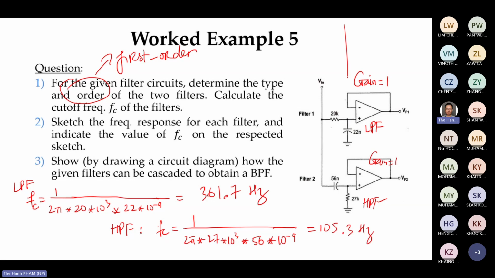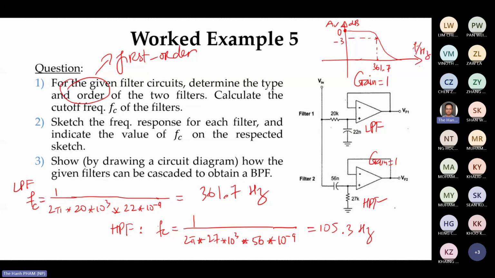So for the low-pass filter, it should be like this, right? Sorry, low-pass filter should be like this. And because this one is gain in dB, and gain of 1 is 0 dB. So this one is -3, and at -3, you should have 361.7. This one is frequency in hertz, right?